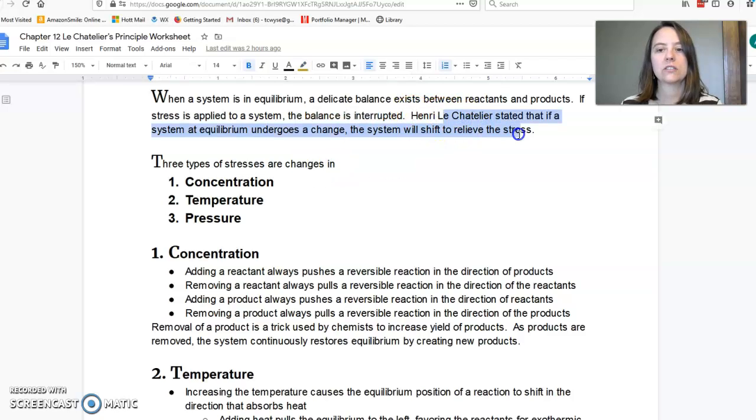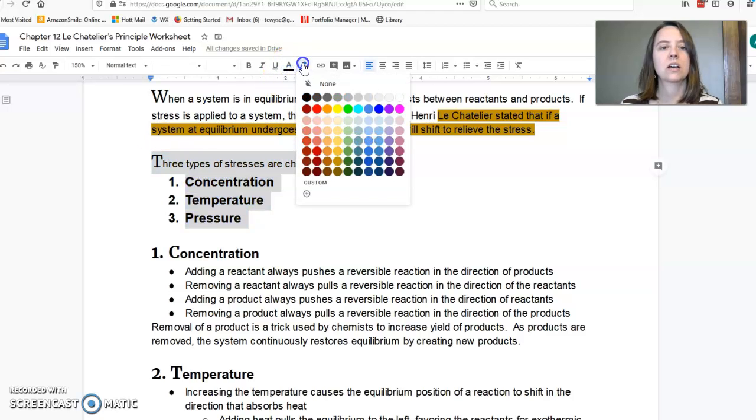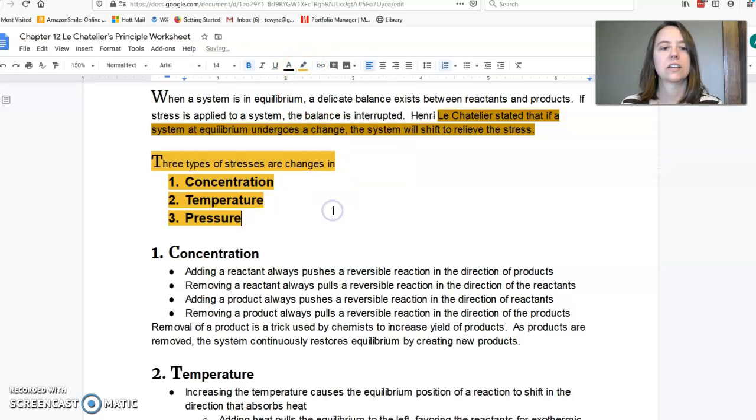So, Le Chatelier stated that if a system at equilibrium undergoes a change, the system will relieve the stress. So when you change a system that's at equilibrium, it will readjust and start a new equilibrium. The three types of stresses are changes in, and that is also important, not text color. Yeah, I like that color better. It's not as brown.